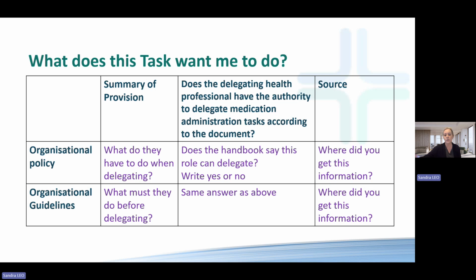And again, under source, it wants to know whereabouts you found that information about what they have to do before they delegate. So just write down where in the handbook you found it, what guideline was it under.